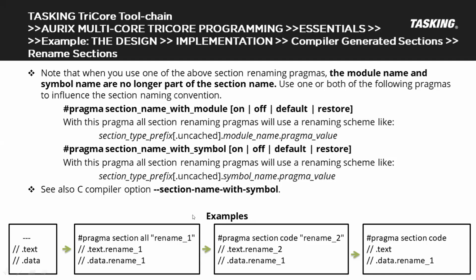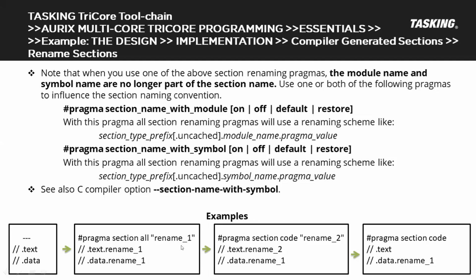Let's have an example here. So let's assume we are starting from here. The text section is for the code, and the data section is for the data. And I put, for example, hash pragma section all, and I give the name rename one. So this will be applied to everything, all the sections, right? That's why you see here the updated sections: .text.rename1, and the data section as well will be updated to .data.rename1. So all the sections will be updated.